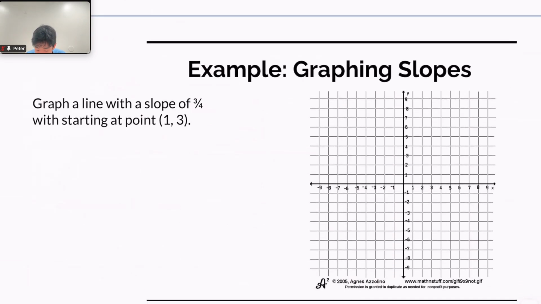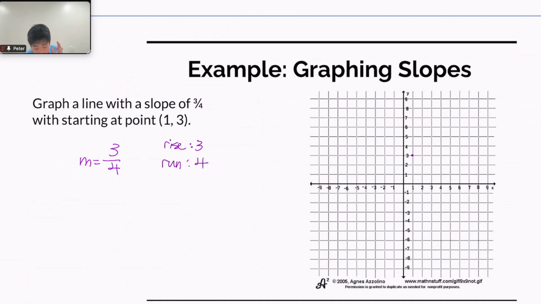Graph a point with the slope of 3/4, with the starting point of (1, 3). So we're gonna find the starting point first. The x-coordinate is 1, and the y-coordinate is 3, so it will be this point here. And then we're gonna find the rise, and rise will be 3 in this case because it's the numerator. Run will be 4 because it's the denominator.